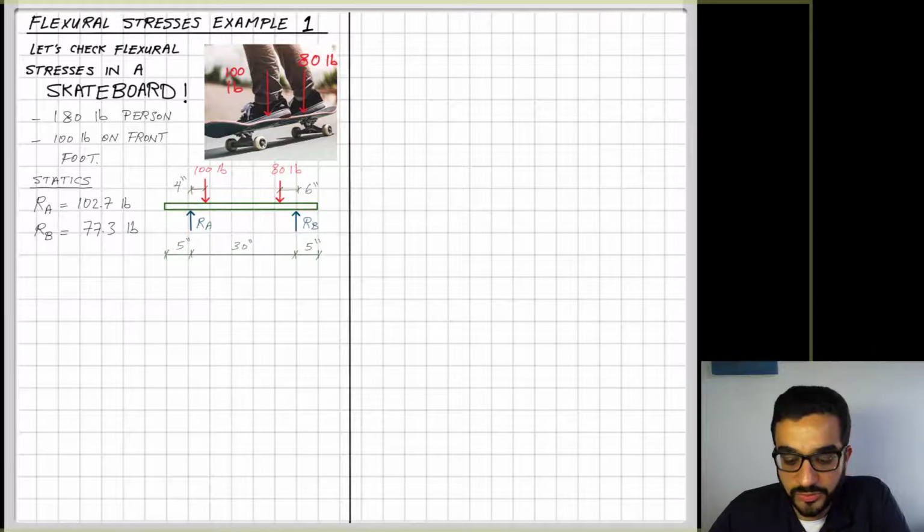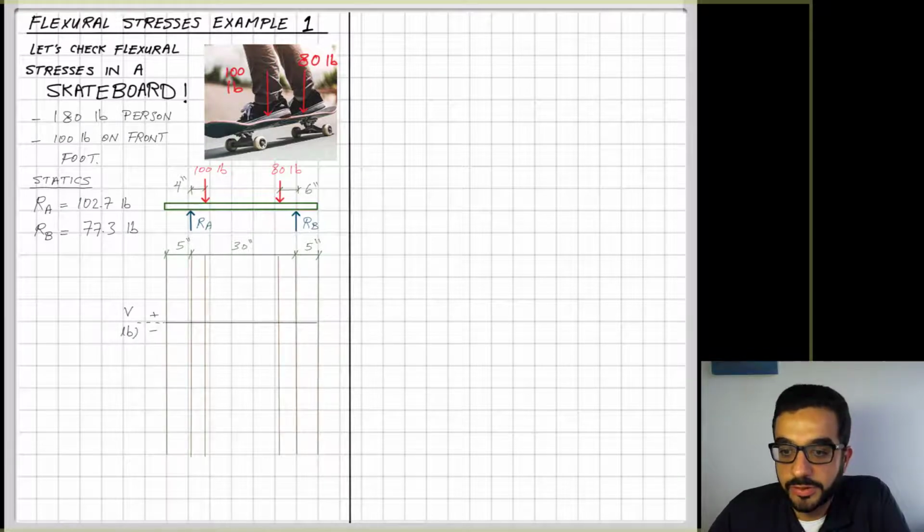So what I will do is start drawing shear and moment diagrams. I hope you remember these from your statics class. So the top one is the shear in pounds, and the lower one is moment in pound-inch. And I will start drawing the shear.